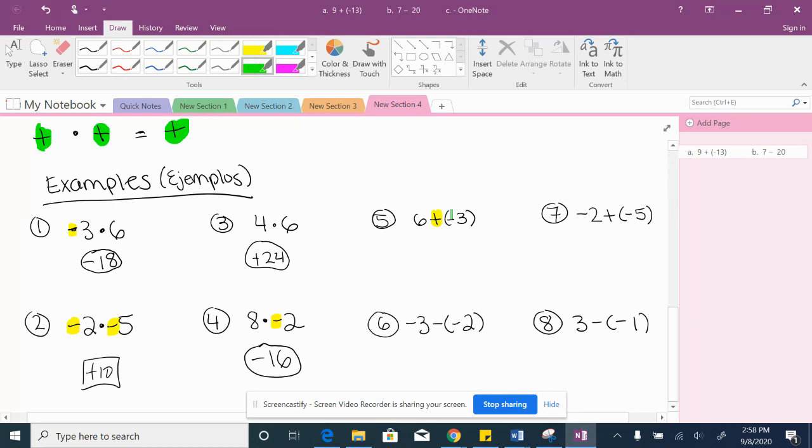When positive and negative are multiplied, cuando multiplicamos un positivo y un negativo, these change to negative. Esos cambian a negativo porque hay un negativo. They change to negative because there's one negative. I bring down the other numbers. Bajamos los otros números. 6 minus 3 is 3. 6 menos 3 son 3.